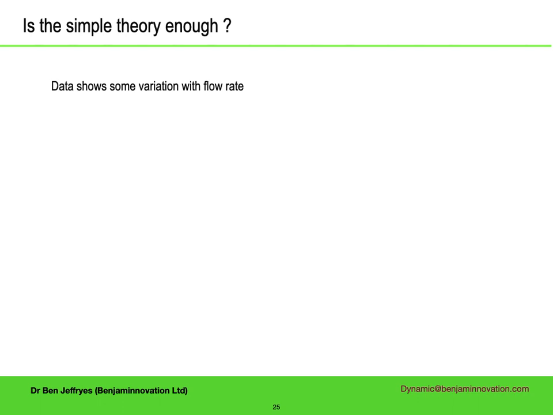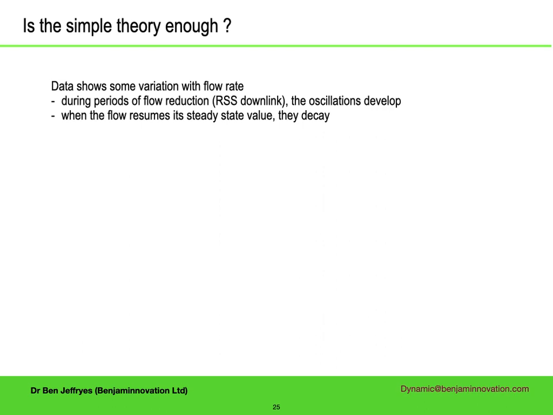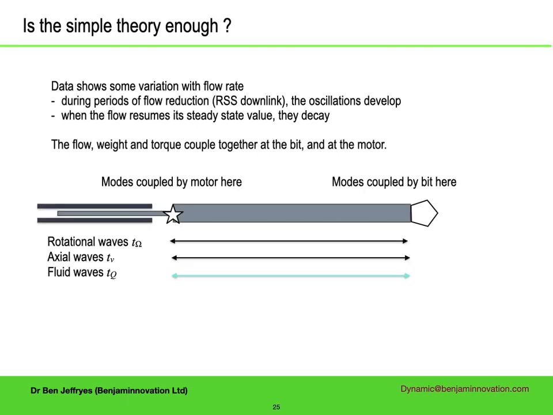But we had hints that it was more complicated. The biggest one was some data during a downlink to a rotary steerable tool. The downlink consists of reducing the flow rate for a period of seconds and then increasing it again. This pattern of flow reduction pulses carries data very slowly. During each period when the flow was reduced, oscillations started growing and then died when the flow rate was increased again.